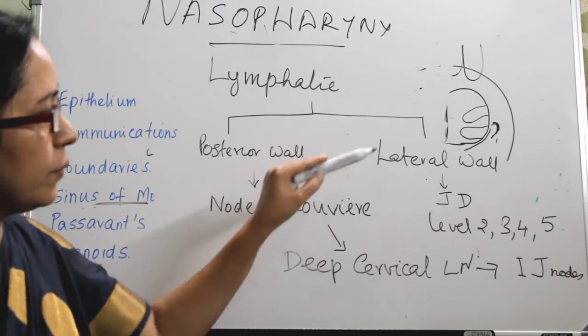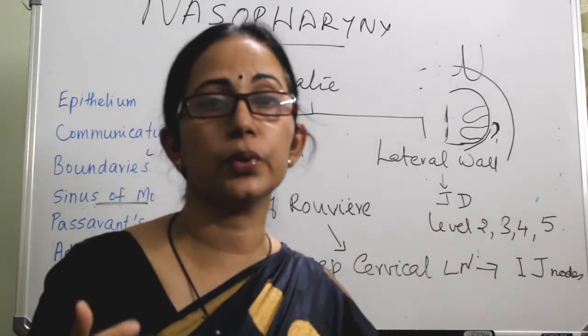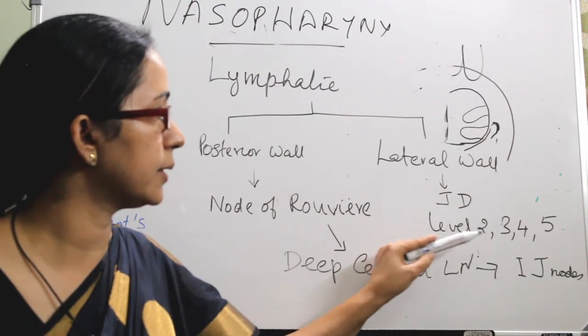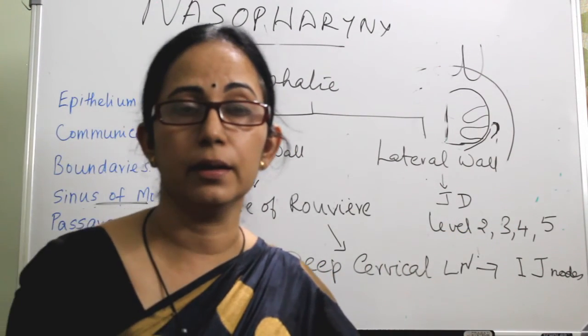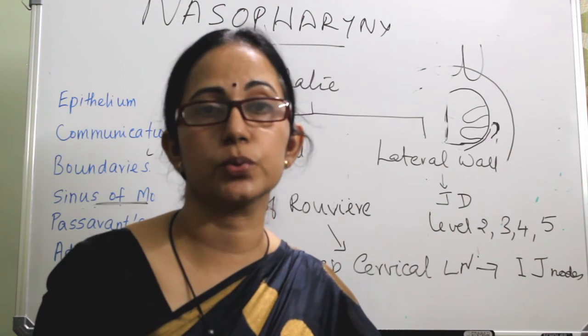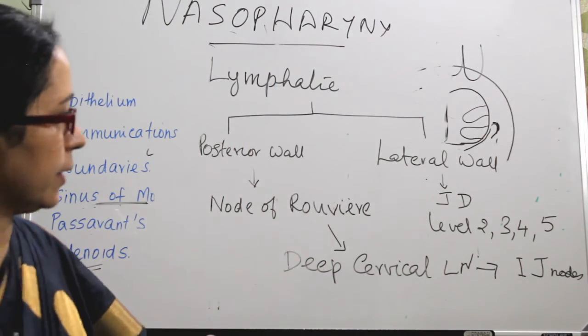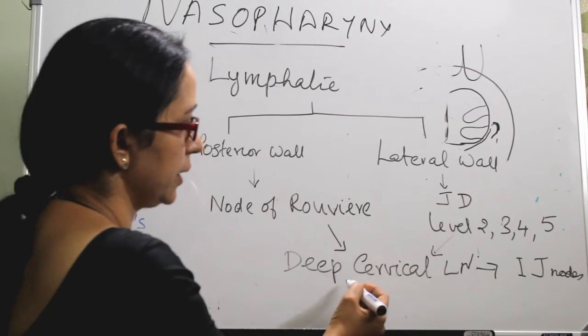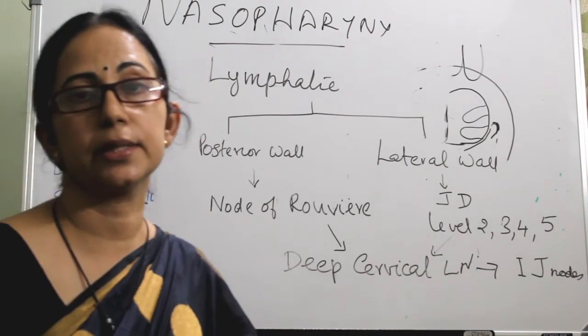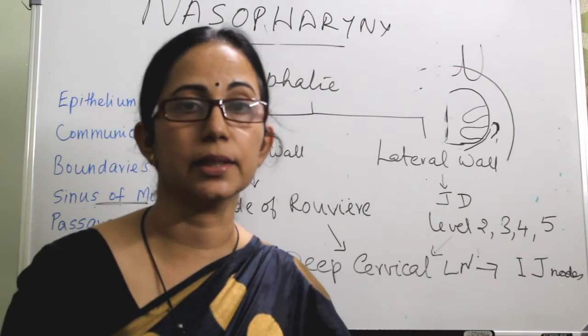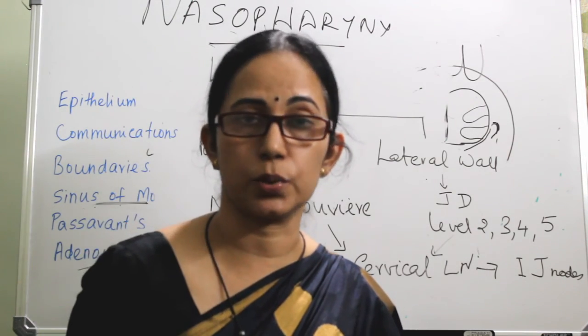From the lateral wall it mainly goes to the jugulodigastric nodes and also mainly to levels 3, 4 and 5 of the cervical lymph nodes, and also partly to level 2 lymph nodes. And from there, from both sides, it will go to the deep cervical lymph nodes and then to the nodes along the internal jugular vein. Lymphatic drainage is also important.